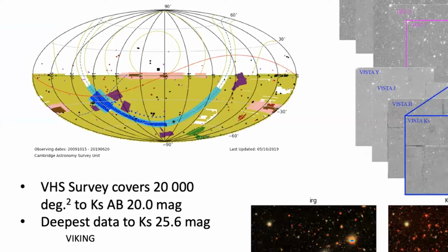So the crucial thing is it extends this coverage to JHKs, and the VISTA Hemisphere Survey covers 20,000 square degrees, so more or less covers the entirety of the wide, fast, deep survey.